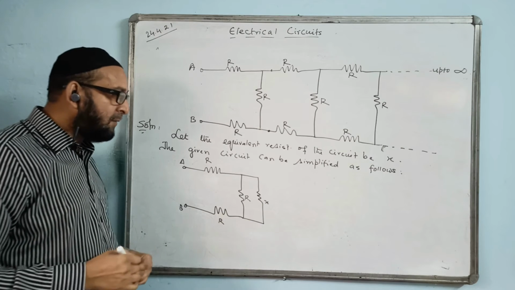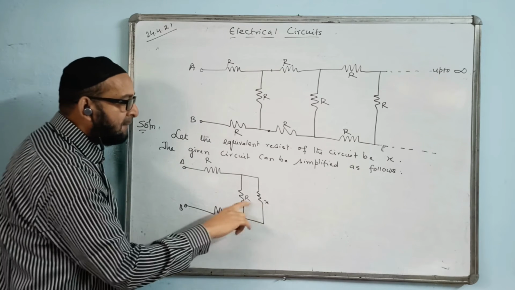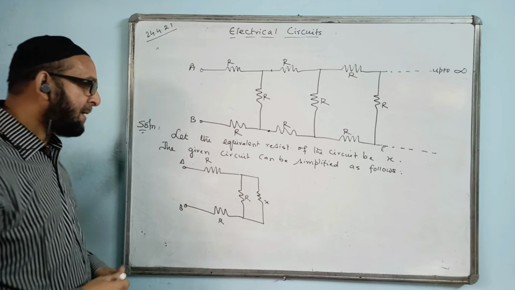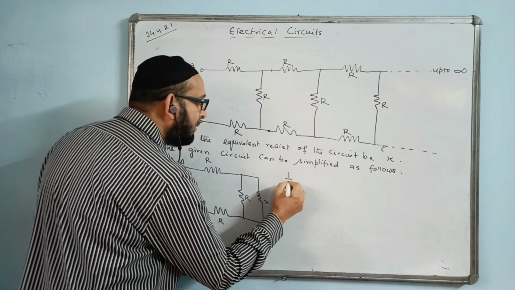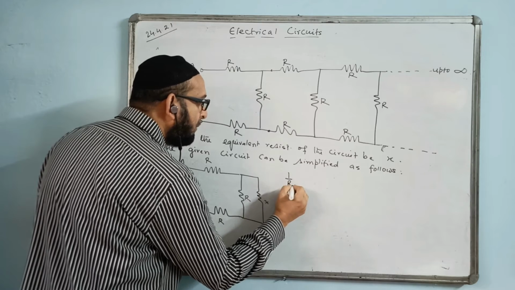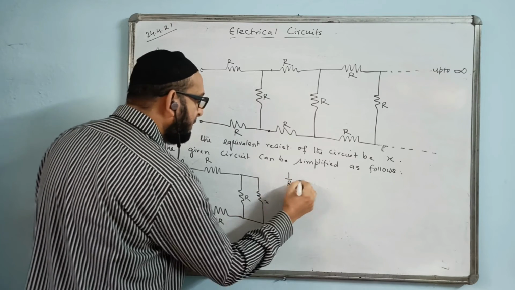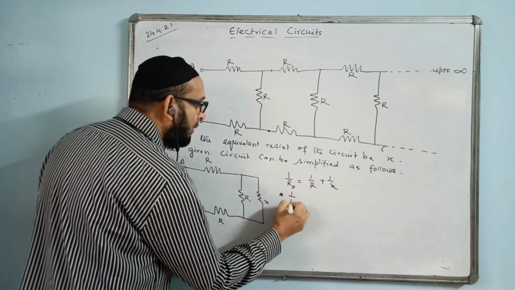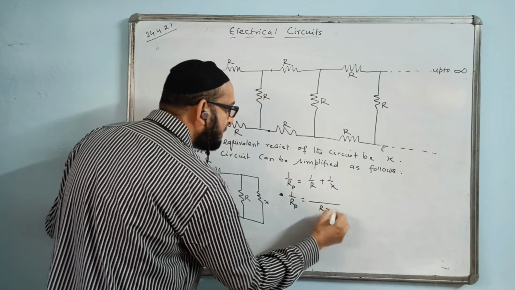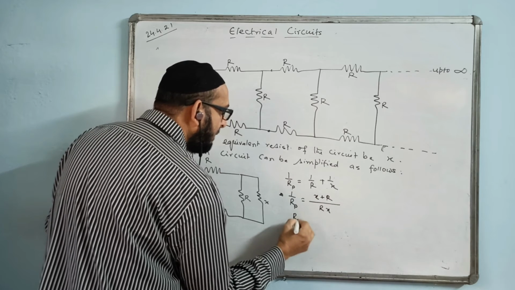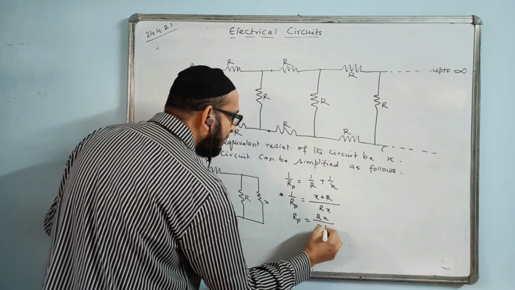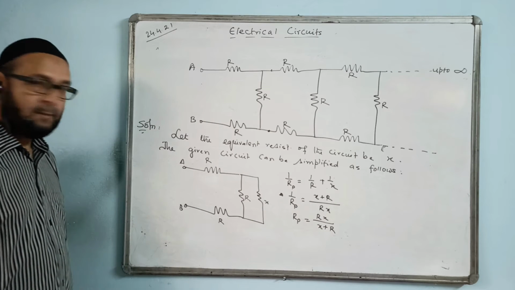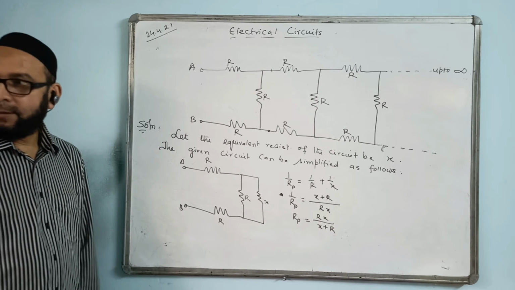Like X. Now we decide whichever combinations are in parallel. These two are in parallel, so for the parallel combination of resistance we use the parallel formula. What is the formula for resistance in parallel? 1 by RP is equal to 1 by R plus 1 by X. Taking the LCM, 1 by RP becomes X plus R over RX. So RP value is coming like this: RX by X plus R. This is the value of RP.